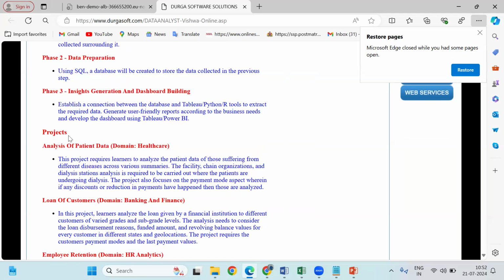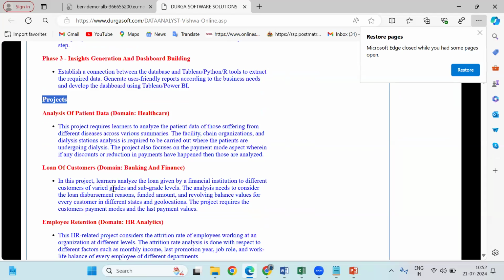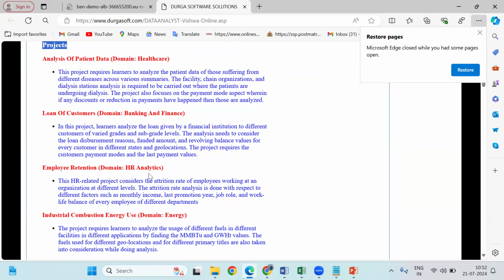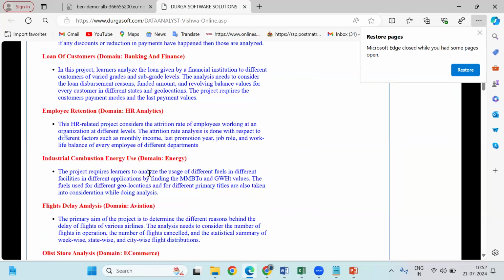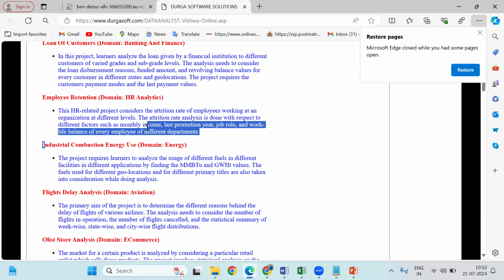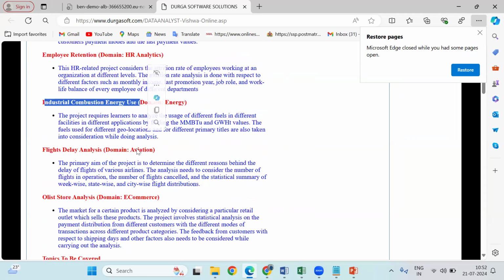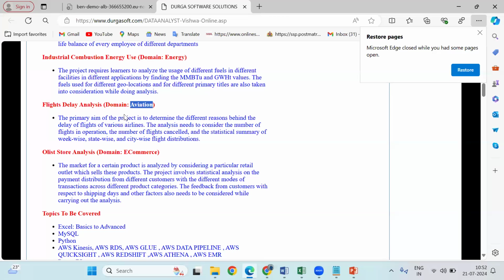And what are the projects we are going to discuss here? Projects in the domains of healthcare, banking and finance, HR analytics, and industrial and commercial energy. Also the aviation domain, flight delay analysis, and we can also predict stock market data.